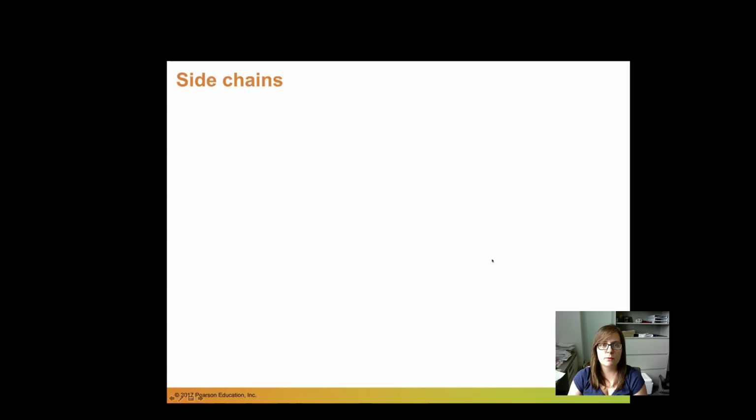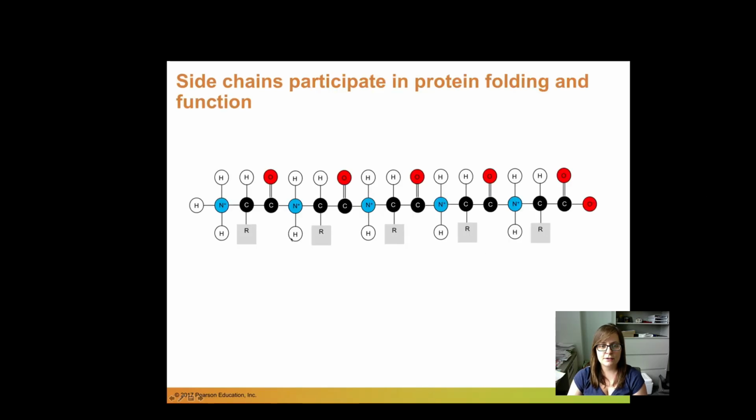So in this video, I'm going to talk about amino acid side chains. Here's the amino acid we were looking at in the last video. We have one amino acid here, and off of the central carbon, we have these R groups. We really didn't talk about those R groups in much detail in the last video, but they're very important, and they participate in protein folding and function.